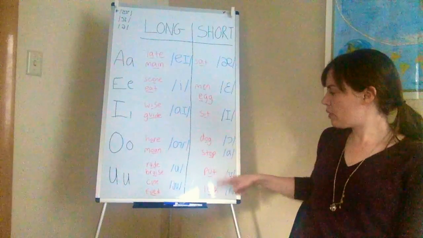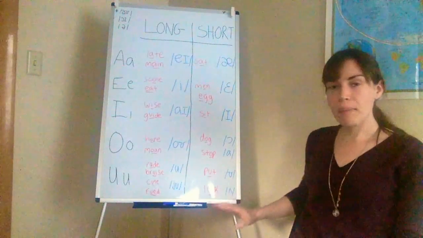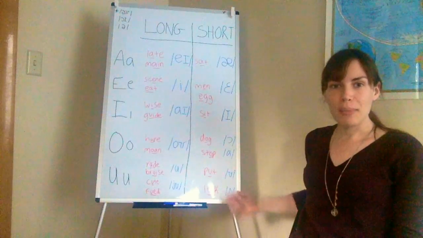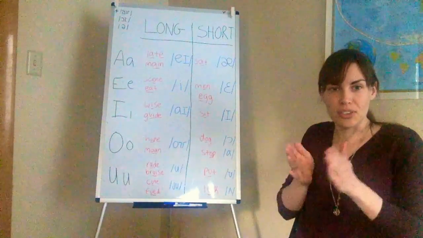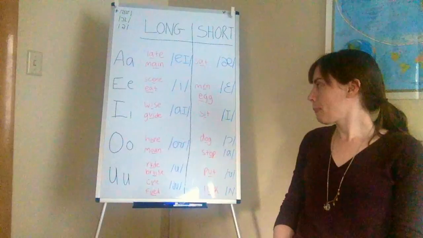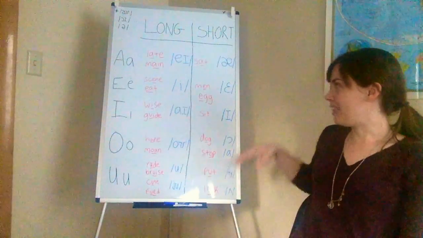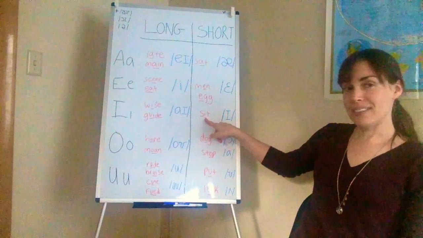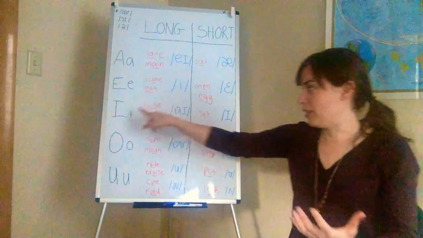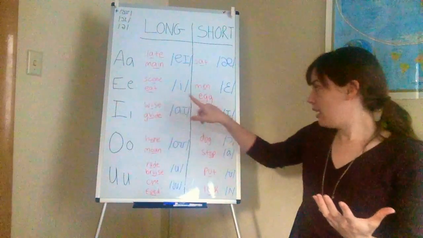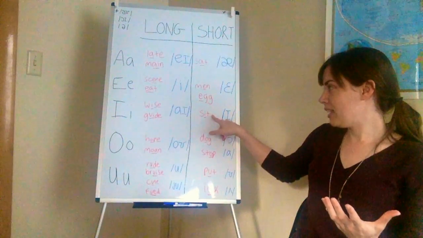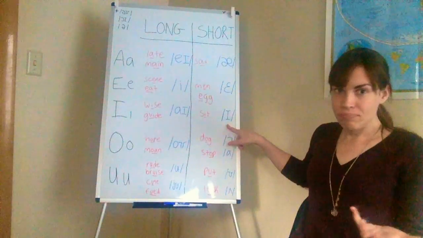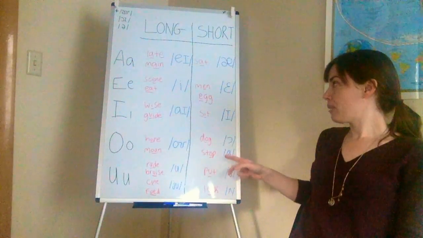If you notice, for all the short versions, none of them have silent E's at the end of the word, and none of them have 2 vowels next to each other. It's just a single vowel written there. That lets us know automatically that whatever vowel is written, so if it's I, like in sit, we look at this, okay, letter I, short version because it doesn't have a silent E or 2 vowels combined, so it's got to be pronounced I. That's it. Same thing for the others.